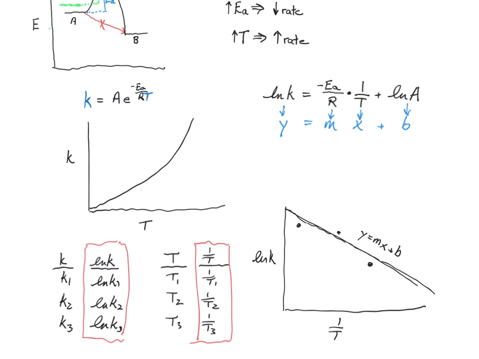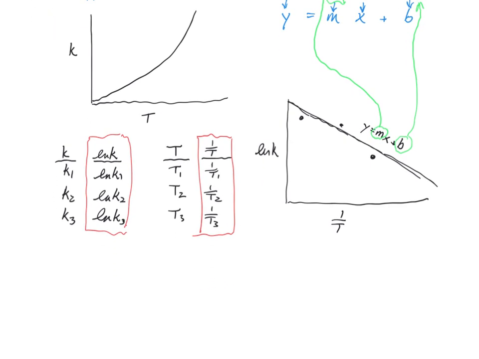And again, we can look at the value for B, and that will be equal to the natural log of A, which in this experiment we're not really doing much with. But we can take that value for slope, and that value for the slope is going to be equal to the negative of the activation energy over R. Now that's very useful.